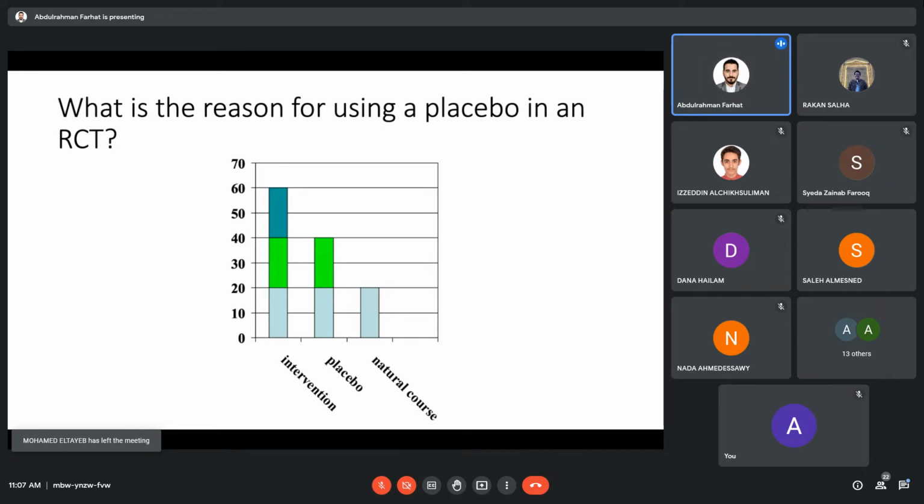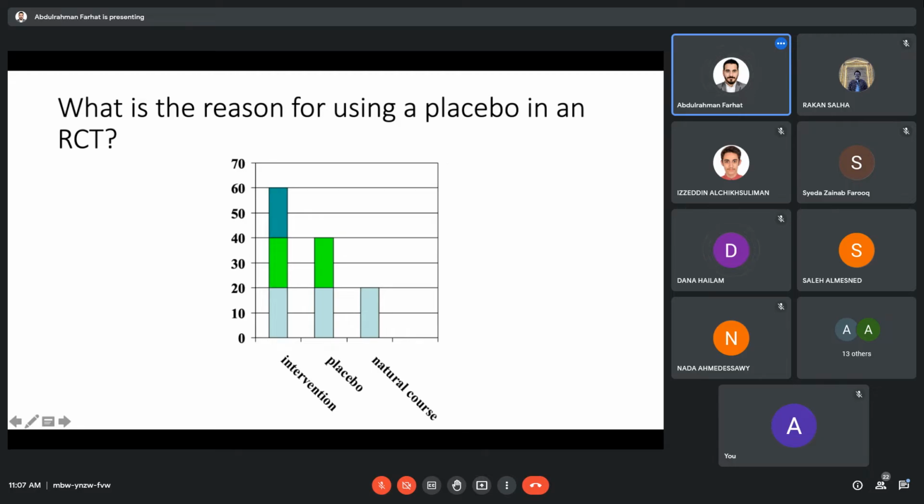The one with natural course, let's say he improved by 20% on his own, he's improving on his own. The one with the intervention will be improving the most. He improved by 60%, because we're giving him medication. But you can see that the one with the placebo is actually improving by 40%. And why is that? The placebo means he's taking nothing, just a dummy pill or something. Why is he improving by 40%, although the one with nothing is improving by only 20%?